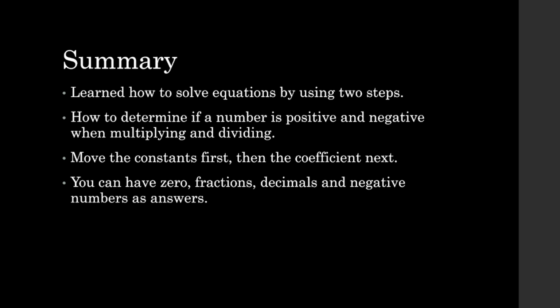You want to try to solve for x. So I like to think of it as which one doesn't have the x. So usually the constants are the ones that don't have the x, so you move those first. Then you move the coefficients or the number in front of x. Then therefore you get x by itself. And you can have zeros, fractions, decimals, and negative numbers as answers. This one I focused mainly on having answers with zeros and negative numbers and regular numbers.